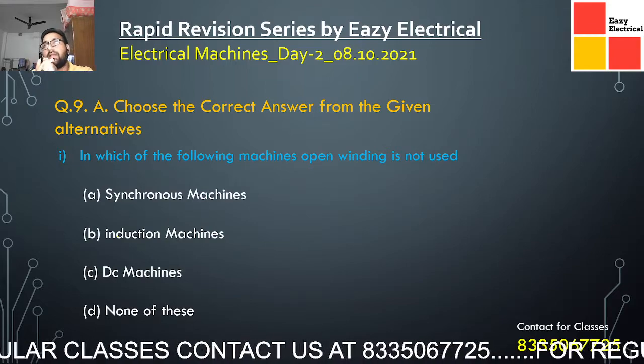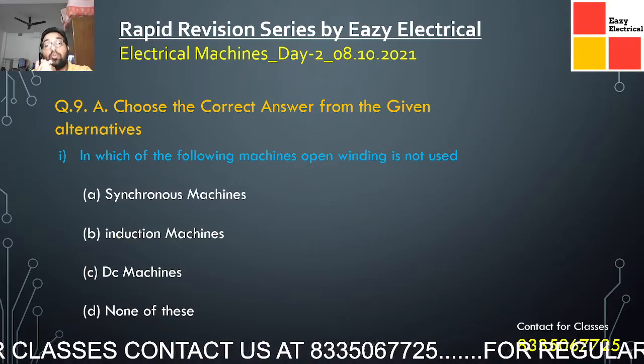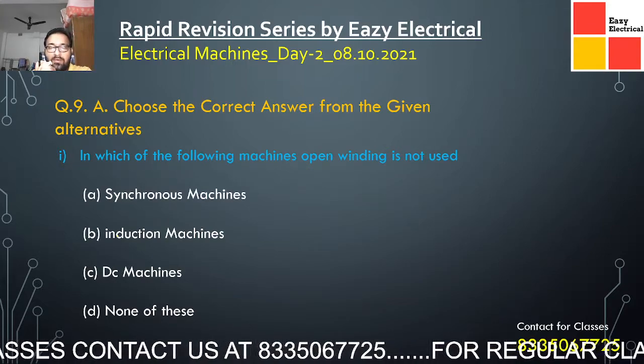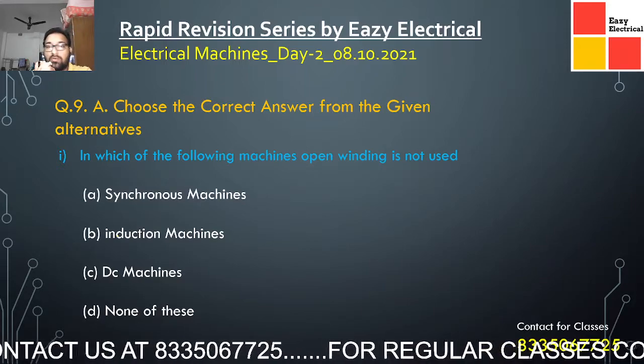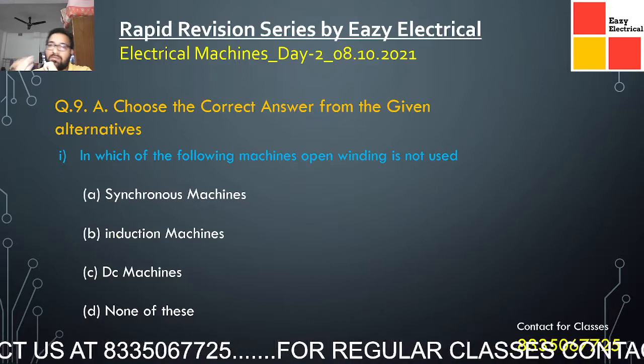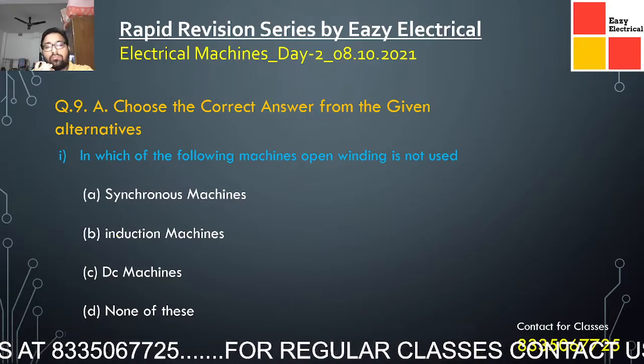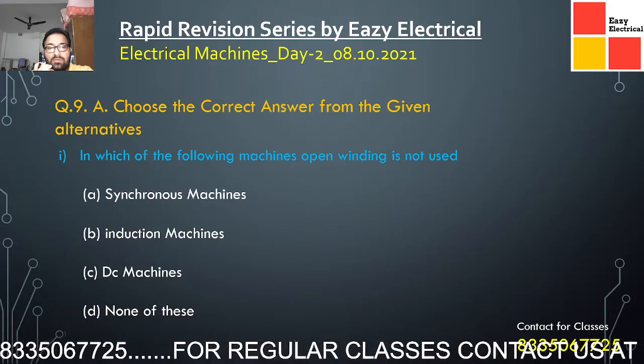Now one more point we can add to the last question is that the two losses, which in the previous section I had already covered in one question, the core loss and copper loss, when they become equal, the efficiency becomes maximum. Now coming to the next question, the ninth question.